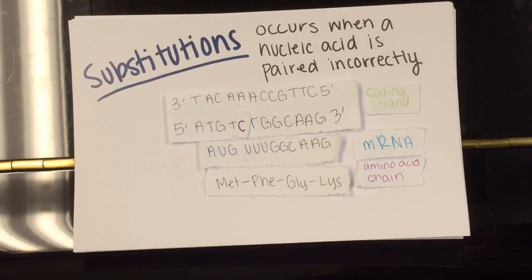Typically, this won't cause a problem, but sometimes a substitution can cause a wrong coding for the mRNA and then cause a mistake for the amino acid sequence. This can lead to the production of a malfunctioning protein.